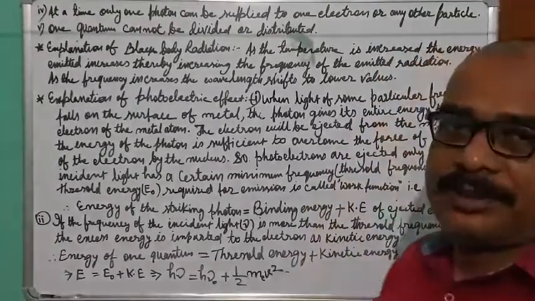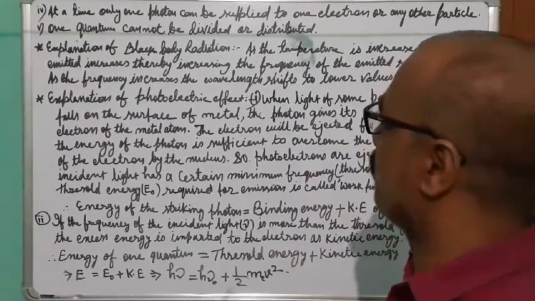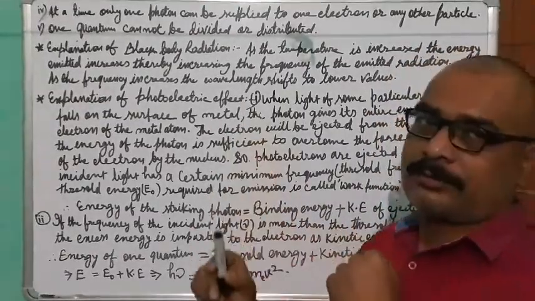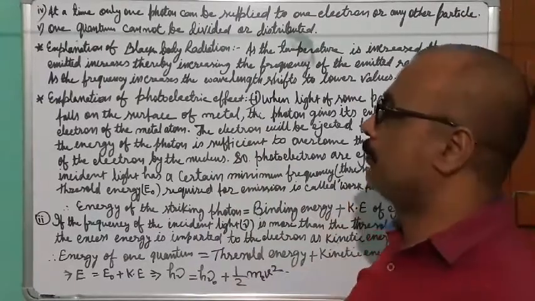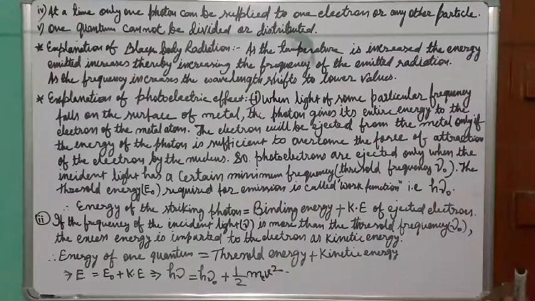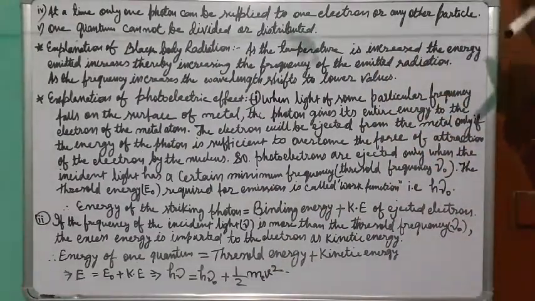So three points have been discussed. I think you might have understood. Now we will discuss the fourth one. The fourth point of Planck's quantum theory is that at a time only one photon can be supplied to one electron or any other particle.